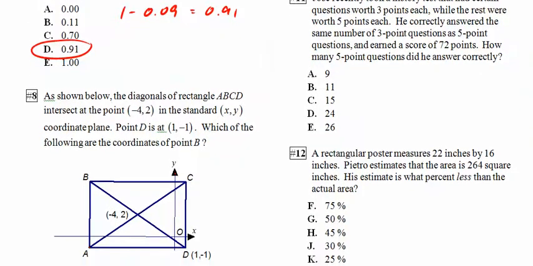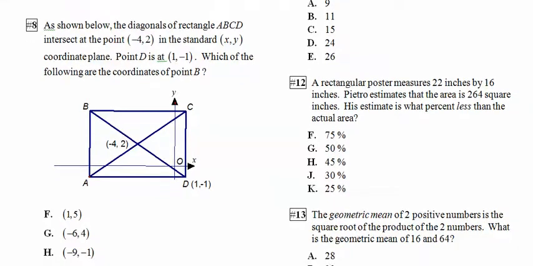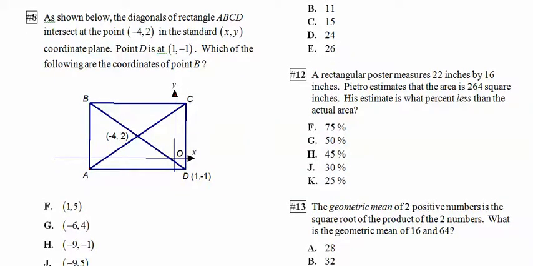As shown below, the diagonals of a rectangle, yada yada, intersect at the point -4, 2. Point D is at 1, 1, which is the following according to point B. Well, we come over and we go up. 2 to -1 means 3 over. 1 to -4, that's actually 3 up, is 5. It doesn't really matter. We're just going to go 3 and 5 up.